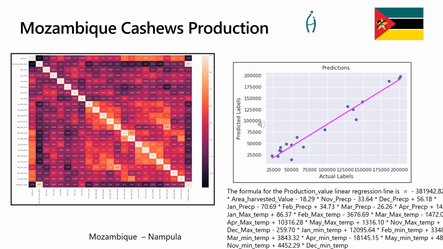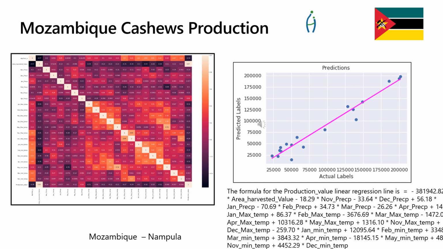What we identified through the machine learning process was that cashew production in Mozambique, Namapola varies based on several parameters. One, it's highly positively correlated with area harvested. That is, more cashew trees would definitely result in higher production outcomes. Similarly, we identified the months, temperatures, and precipitation that are positively correlated with the production of cashews, as well as the temperatures and precipitation of the months which are negatively correlated.